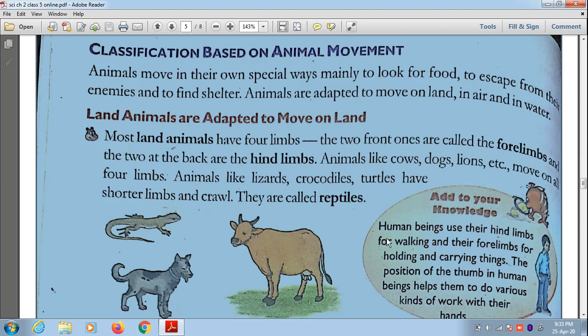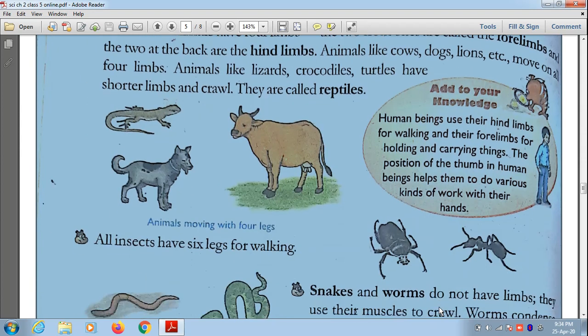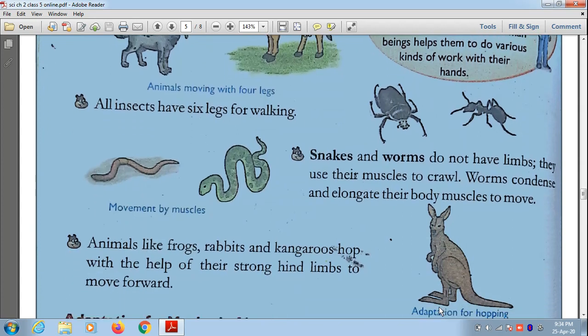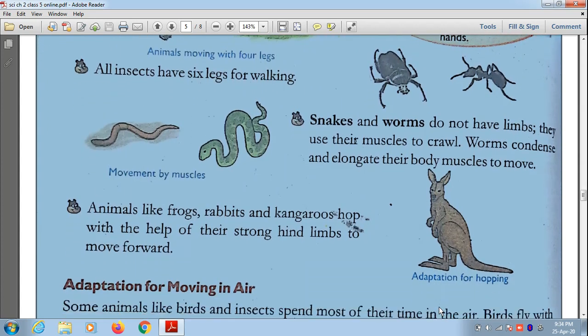Now, coming to us human beings, let's see what's here for us. Human beings use their hind limbs, hind limbs means the lower ones. Human beings use their hind limbs for walking and the forelimbs, the upper ones, for holding and carrying things. The position of the thumb in the human being is quite interesting because it helps them in doing various kinds of work with their hands. They are placed in such a manner that we are able to grip many things. So forelimbs means hands and hind limbs means legs.